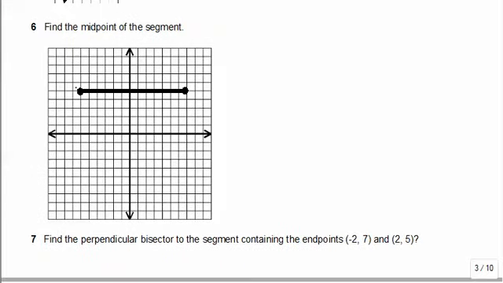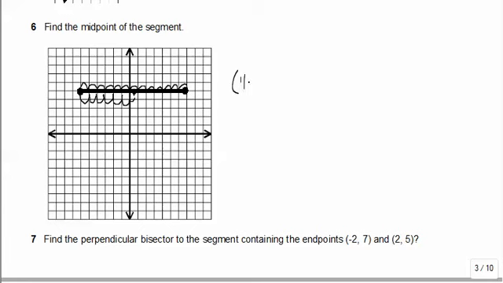Find the midpoint of this segment. Just count. 1, 2, 3, 4, 5, 6, 7, 8, 9, 10, 11, 12, 13. So we're going to count over half of 13 is 6.5. So 1, 2, 3, 4, 5, 6.5. So it would be right here.